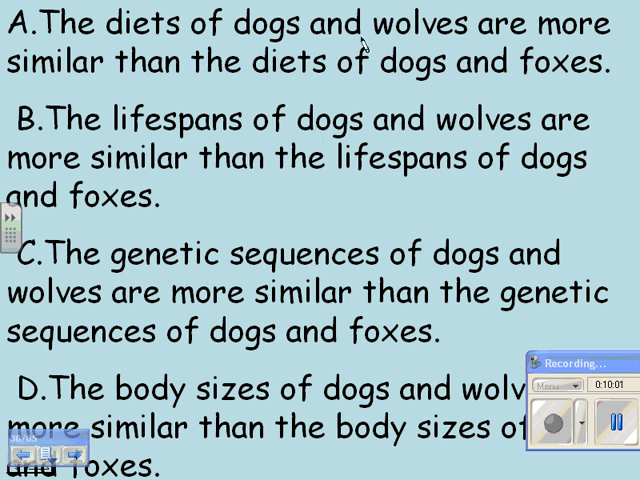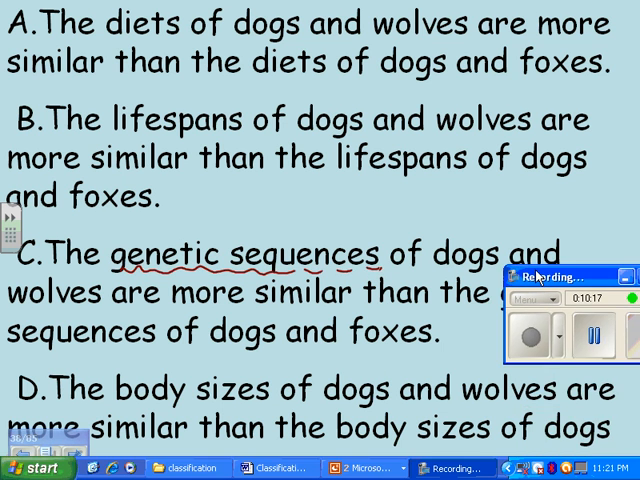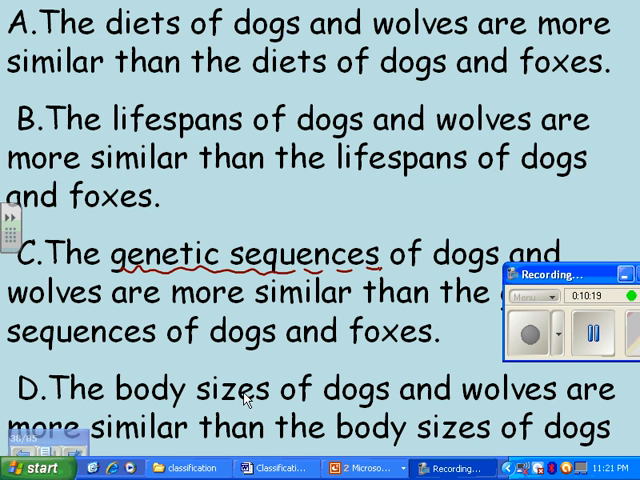Let's see, the diets of dogs and wolves are more similar than the diets of dogs and foxes. The lifespan of dogs and wolves are more similar than the lifespan of dogs and foxes. The genetic, ooh, I like this one already. The genetic sequences of dogs and wolves are more similar than the genetic sequences of dogs and foxes. And the body size of dogs and wolves are more similar than the sizes of the body.